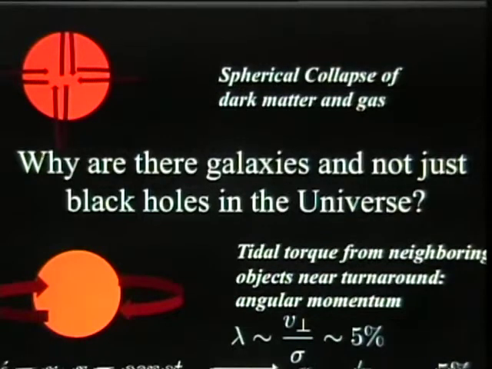So that is the reason we find in the universe disk galaxies in which the gas is held against collapse by rotational support. And then to make the black holes at the centers of galaxies, you need some mechanism that extracts or transports angular momentum.